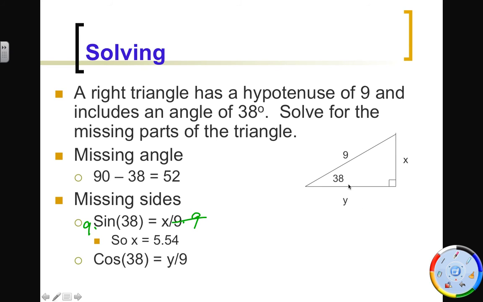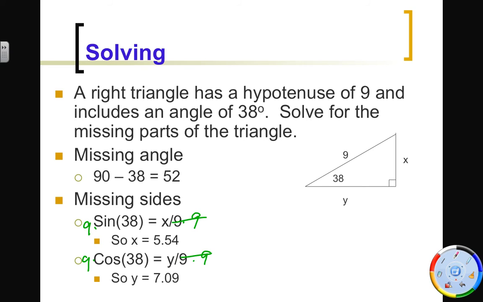Cosine of 38 is y over 9, so I can multiply by 9 on both sides. Technically, you can use the Pythagorean theorem, but since 5.54 is an estimate, I would tell you never to do that. All right, so times 9, and again, you should get an answer of 7.09. If you don't get this, it's because your calculator's in the wrong mode.